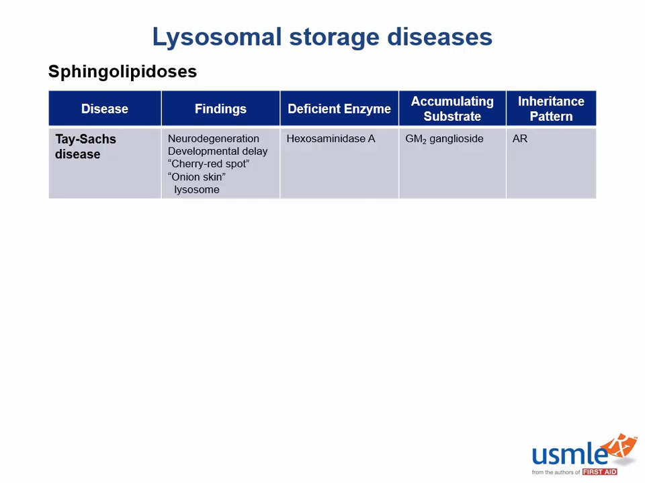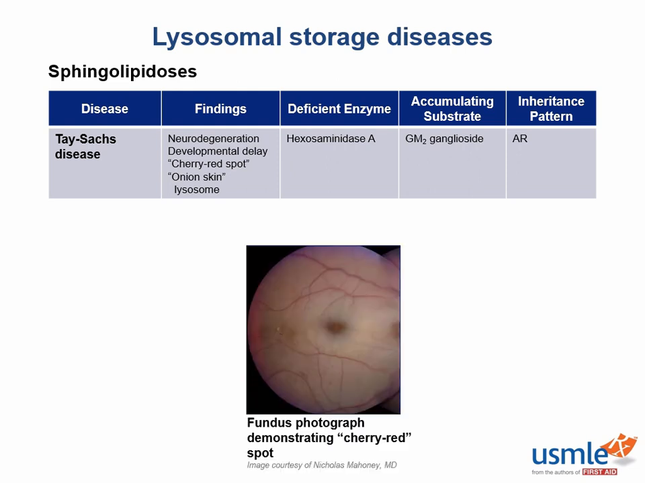And this is an extremely high-yield disease that can present with a cherry red spot on the macula. And you can see an example of this here, due to a hexoaminidase A deficiency. And an easy way to remember this is that Tay-Sachs lacks hexoaminidase A. And if you have a question talking about a lysosome with an onion skin appearance, you need to be thinking about Tay-Sachs disease. And another important point here is that Tay-Sachs disease has no hepatosplenomegaly, which is often used to differentiate Tay-Sachs disease from Niemann-Pick disease.